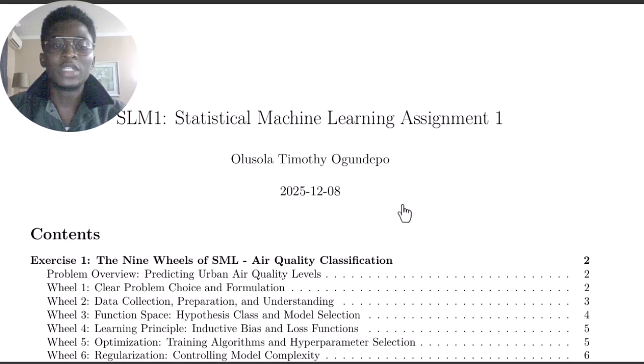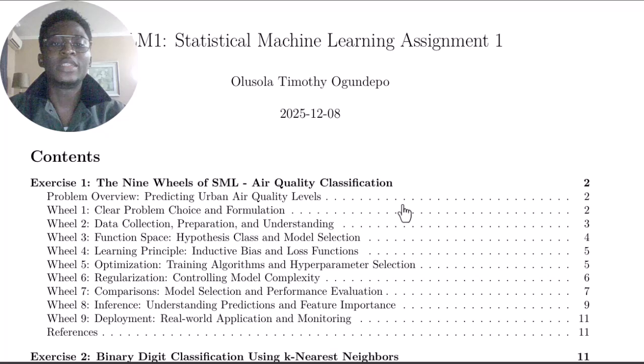One of the most important parts of this assignment is that it exposed me to a lot of things, a lot of processes that machine learning actually takes. Take for example, we went through the 9 wheels of statistical machine learning on the air quality classification problem.